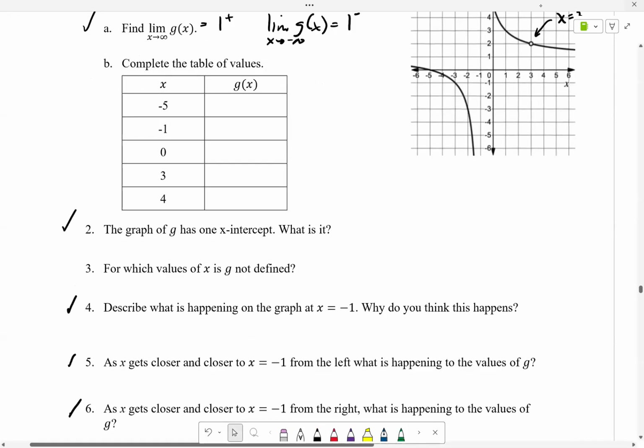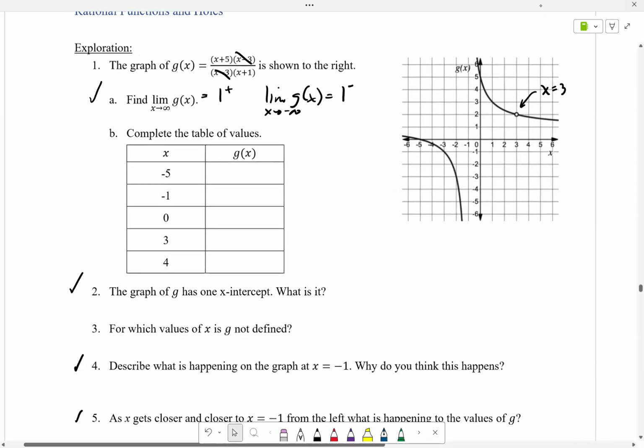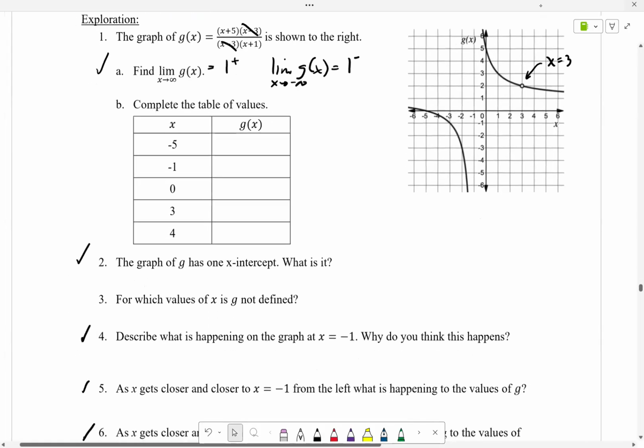Okay, graph of G has one intercept. What is it? Show me. Did I forget to show you how to? This is negative 1, 2, 3, 4, 5. So you don't have to do -5. So you could still write -5. It's just not easier.